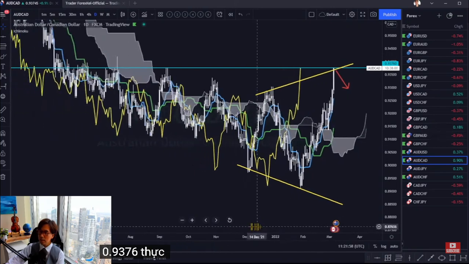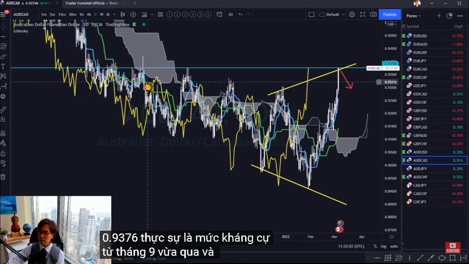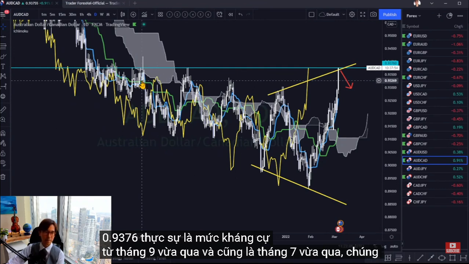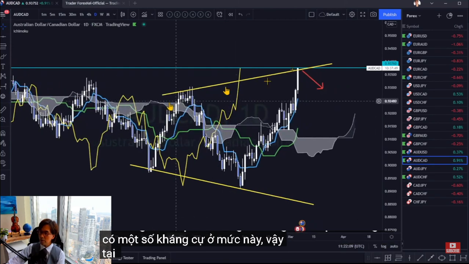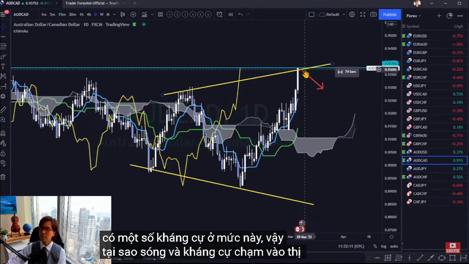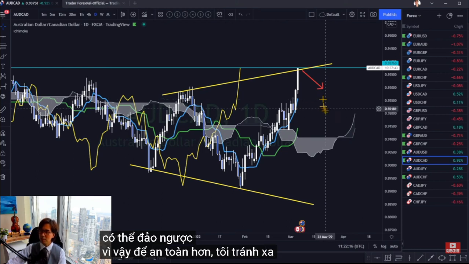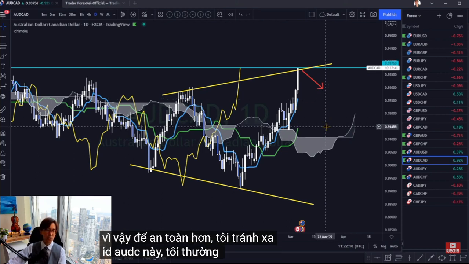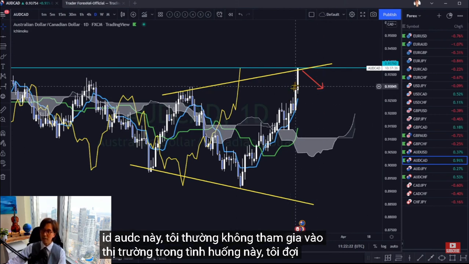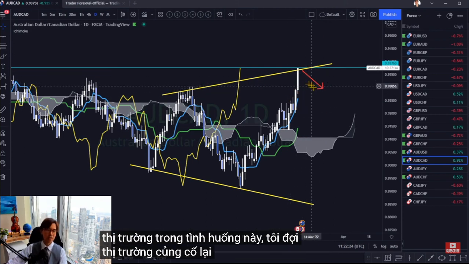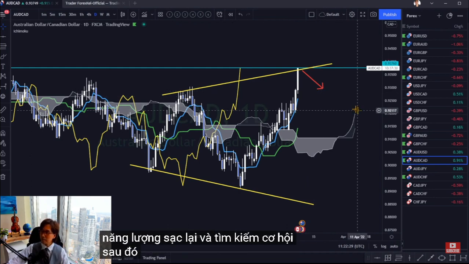0.9376 is actually the resistance from last September and also last July. We have some resistances at this level. So Y wave and resistance hit, the market may reverse. So to be safer, I stay away from this AUD CAD. I usually don't jump into the market in this situation. I wait for the market to consolidate, retrace, charge energy, and look for the buy chance afterwards.